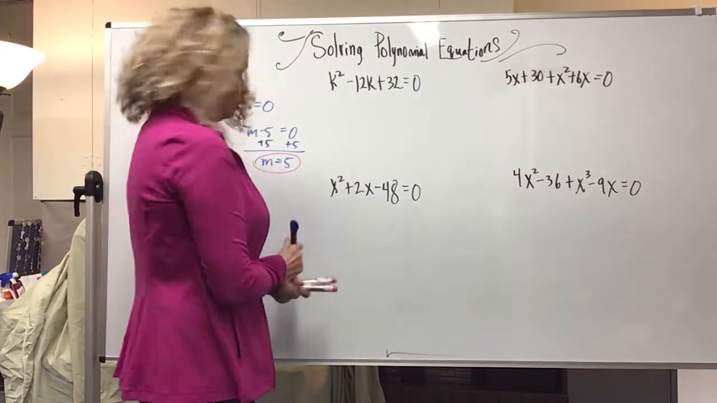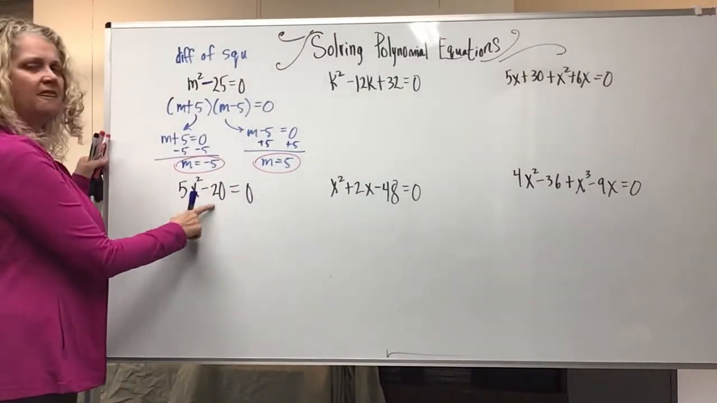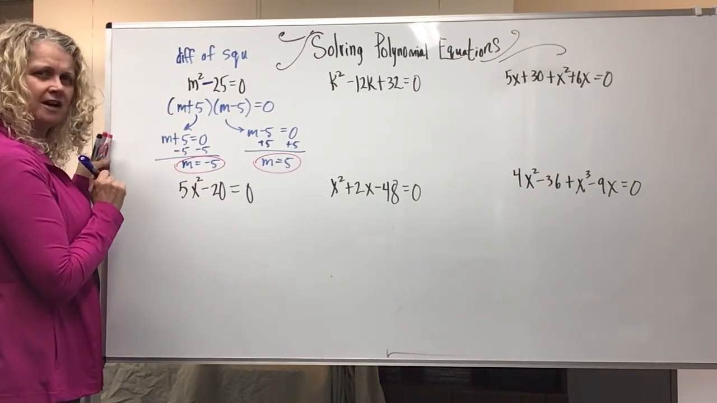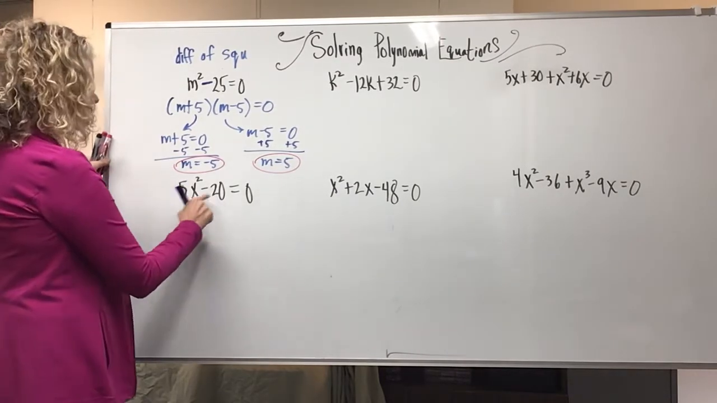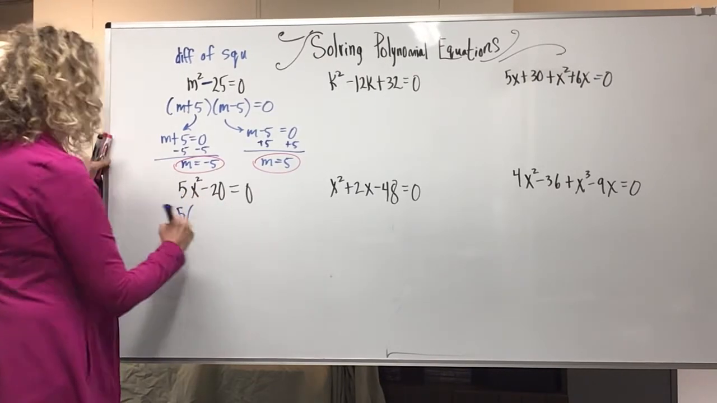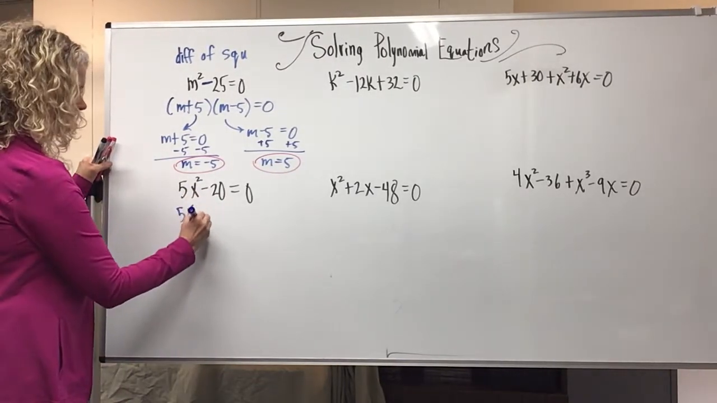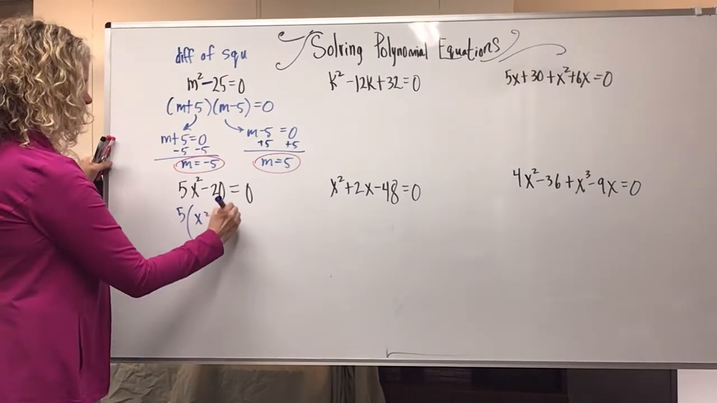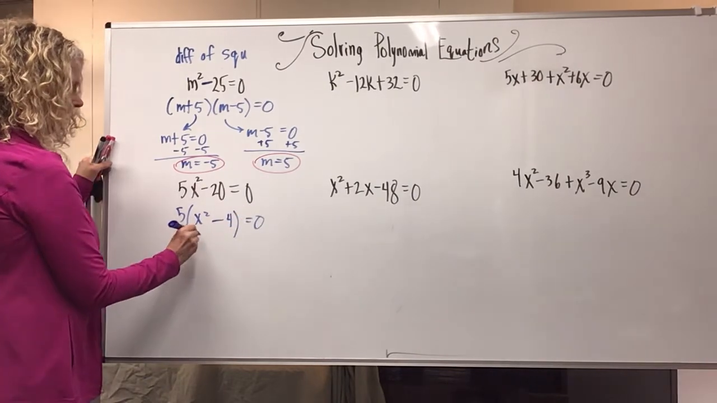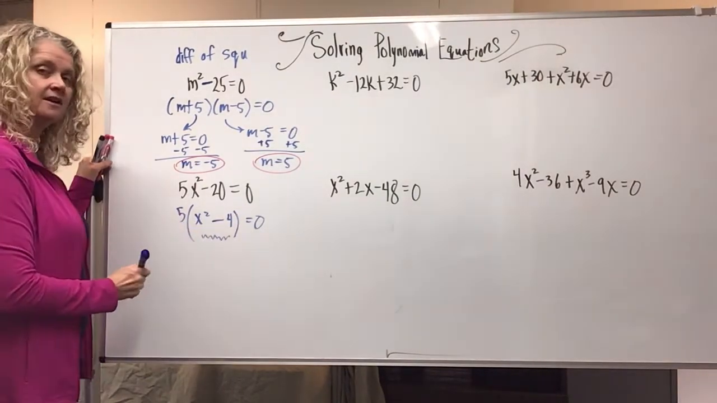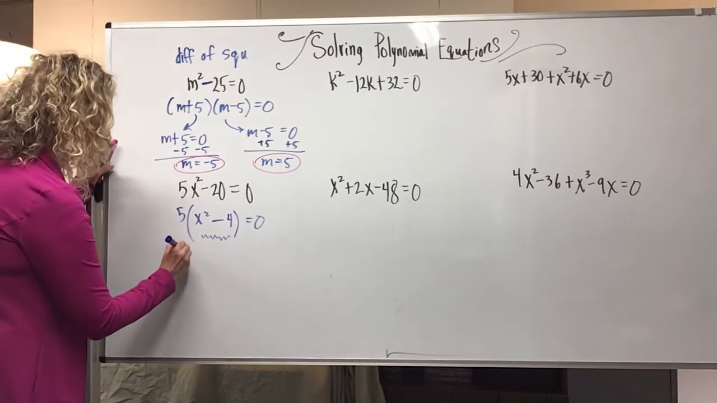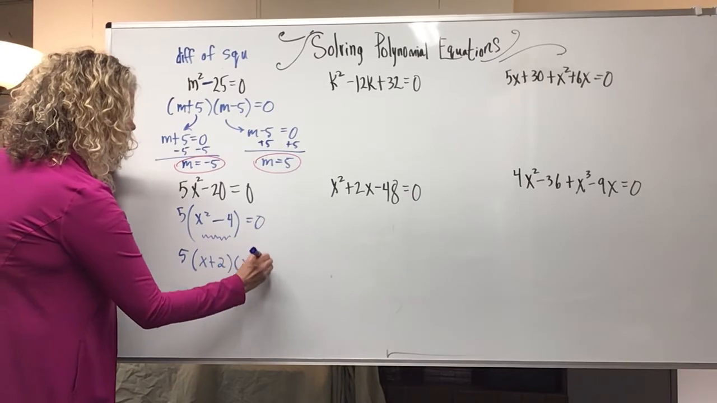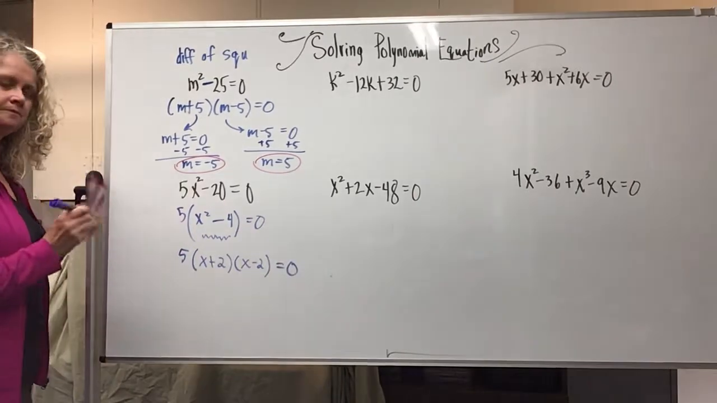Okay, this is the next type. Notice 5x squared and a minus. First we have to factor out what's in common. So these both have a 5 in common. 5 times x squared is 5x squared, and 5 times negative 4 is negative 20. And notice we have yet another factorization we can perform. So we have 5, x plus 2, x minus 2 is 0.